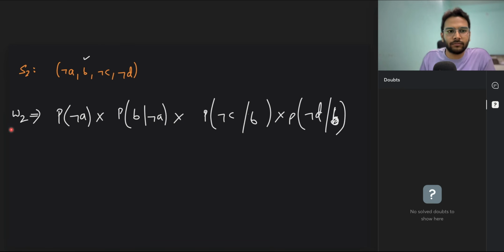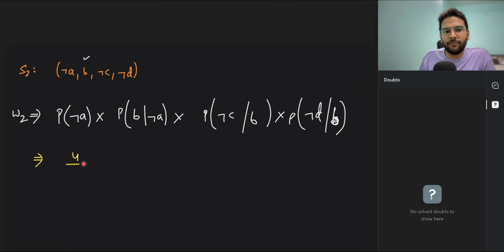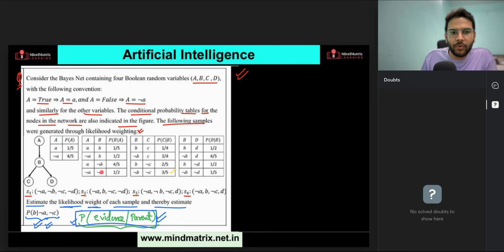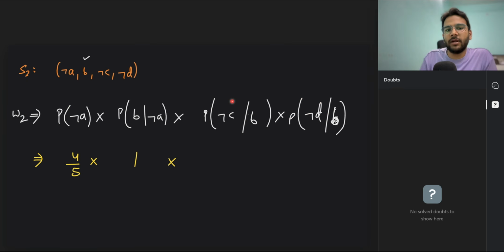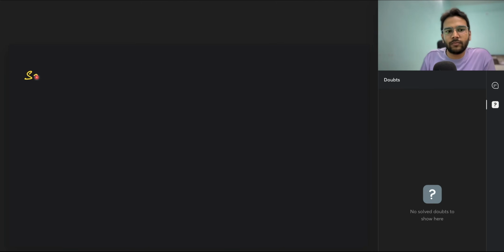Okay, fine now. So what is the probability of not of A? Just now we have written it is nothing but 4 by 5. This has to be 1. What about this? This is our part of evidence, not of C given B. Not of C given B is 2 by 5, right? And this is, we know, 1. So it is going to be 8 by 25. And this value is what? It's 0.32, because 25 into 4 is 100, and 8 into 4 is 32. So 0.32.